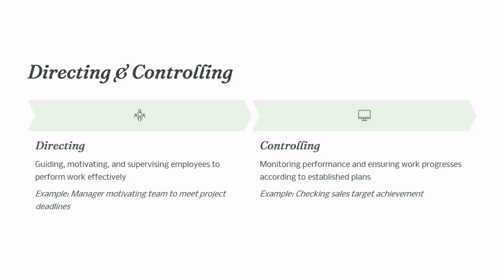The final function is controlling. Controlling means monitoring performance and ensuring that work is progressing according to the plan. For example, if a company sets a target to sell 10,000 products in the month, managers check whether the sales team is achieving that target or not. If performance is not meeting expectations, managers take corrective actions.